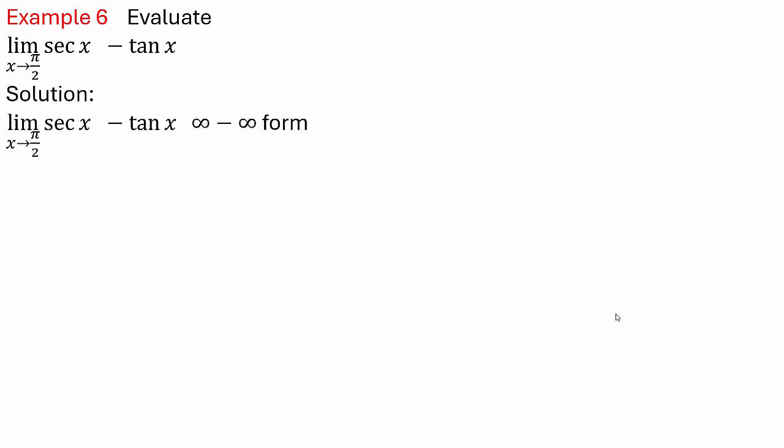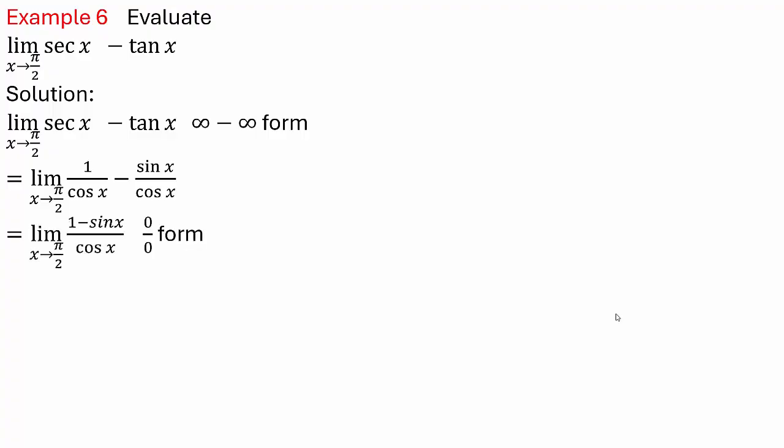Example 6. Evaluate limit x tends to pi by 2 of sec x minus tan x. This is infinity minus infinity form. Hence, we shall write it as limit x tends to pi by 2 of sec x can be expressed as 1 upon cos x and tan x can be expressed as sin x by cos x. It becomes limit x tends to pi by 2 of 1 minus sin x divided by cos x.